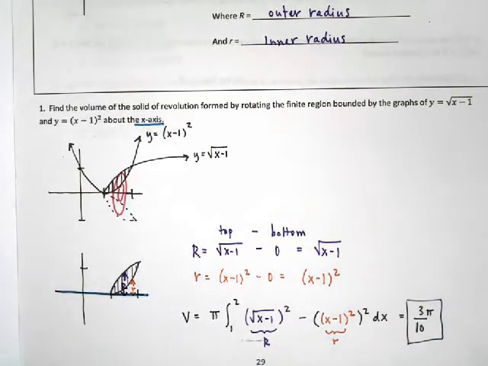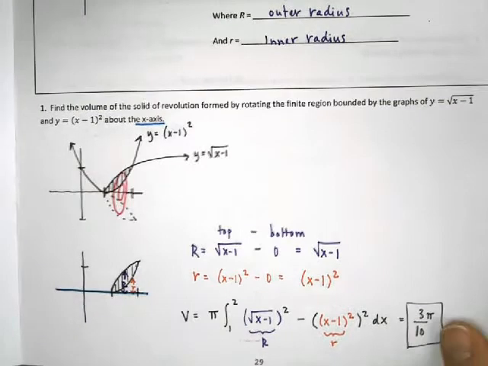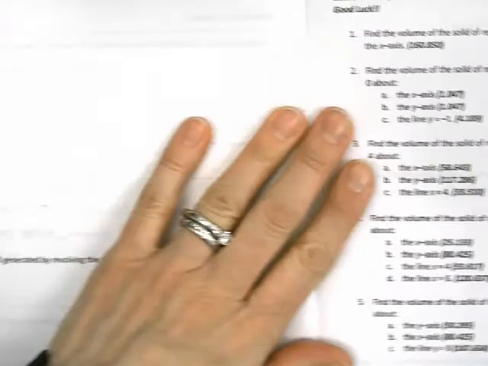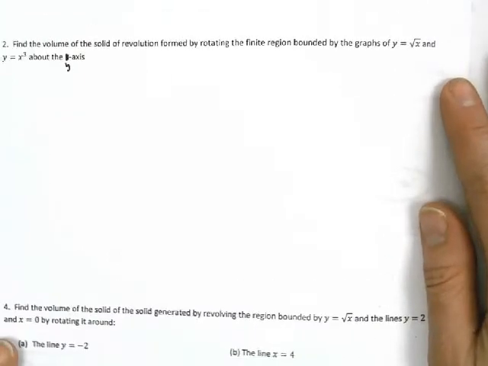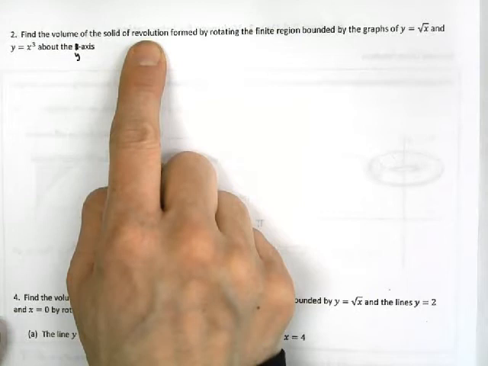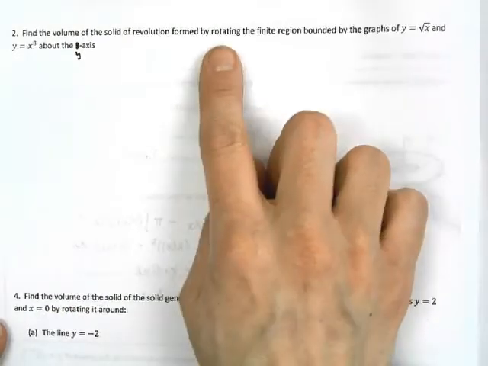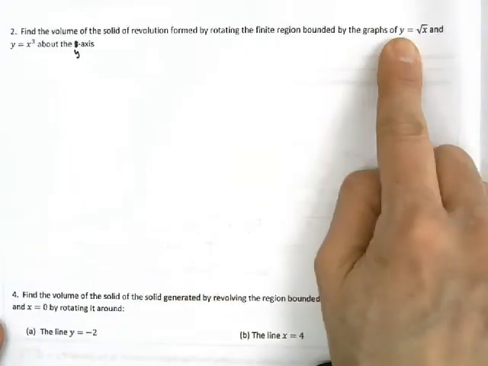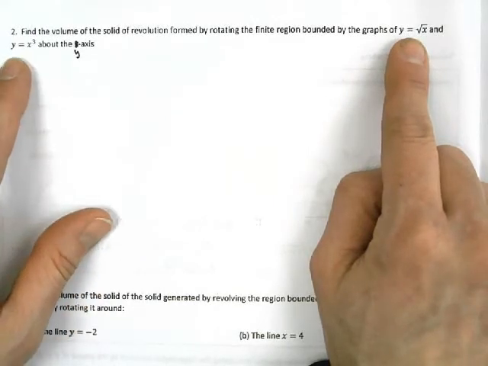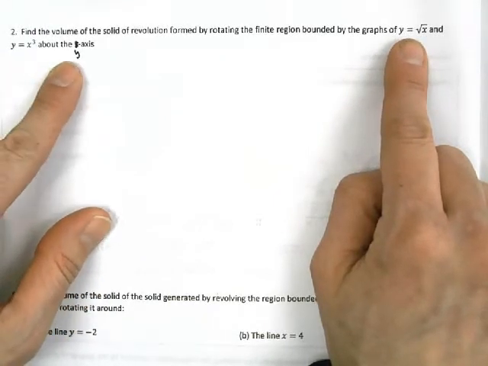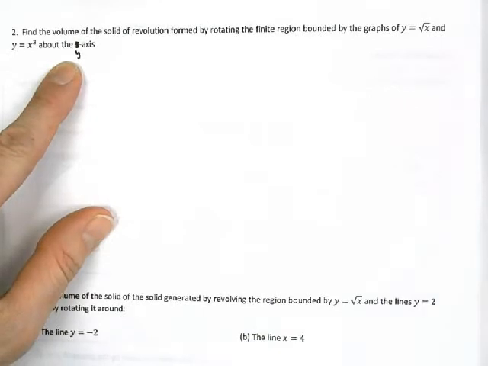Okay, so let's take a look at another problem. This time we're going to revolve about the y-axis. So I actually want you to change number 2. Okay, we're going to find the volume of the solid of revolution. That just means we're revolving about an axis. We're rotating this region bounded by y equals square root of x and y equals x cubed. And again, I want you to change that to revolve about the y-axis.